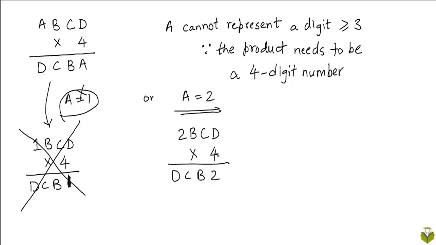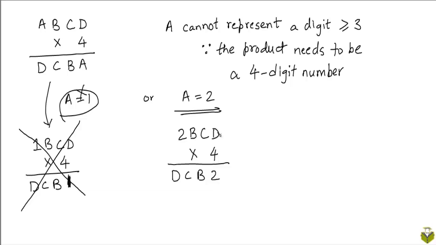Can D be a 1? 4 times 1 would be a 4, not a 2. So D can't be a 1. Can D be a 0? No, D can't be a 0 because 4 times 0 would also be a 0, not a 2. Can D be equal to 2? 4 times 2 would be 8, not a 2. So D can't be a 2.